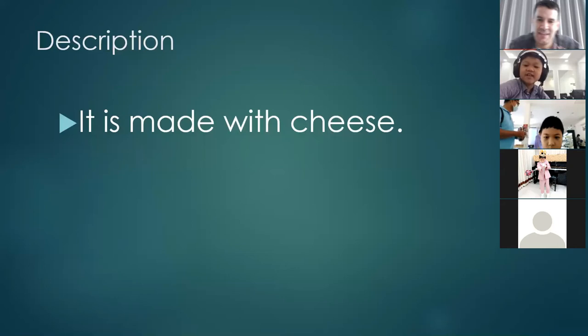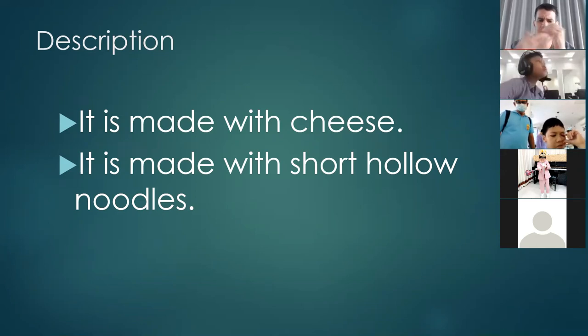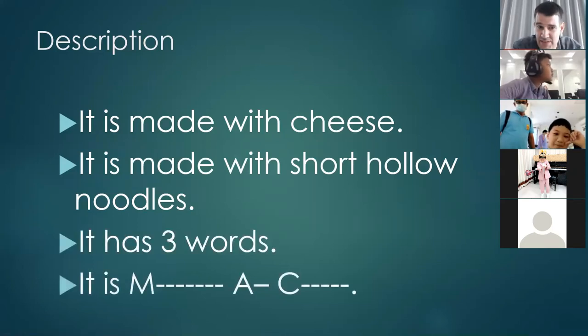Okay, so next one. Maybe this is a little bit more difficult. I don't know if you all know this one. Maybe you will know, maybe not. It is made with cheese. It has short and hollow noodles. So there's a noodle on the outside, but there will be nothing on the inside. And it has three words. The three words start with an M, an A, and a C.